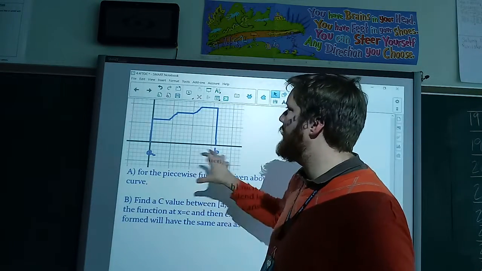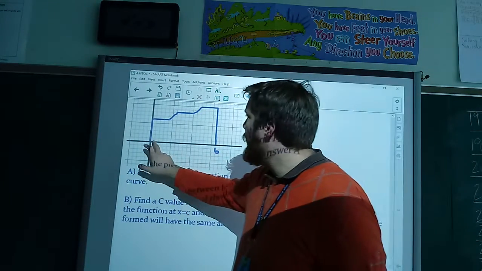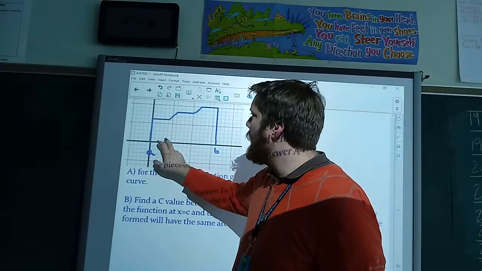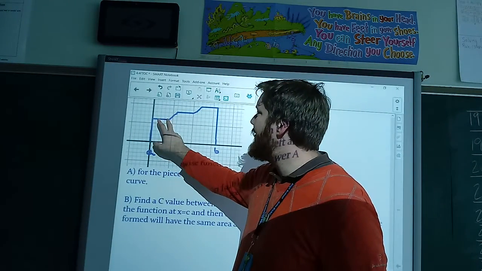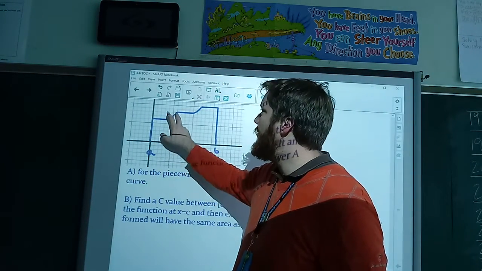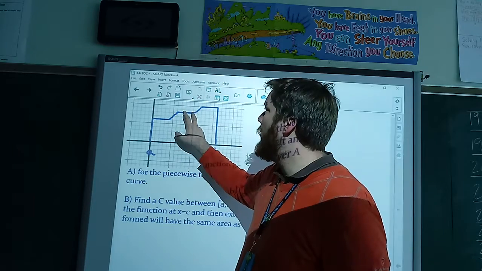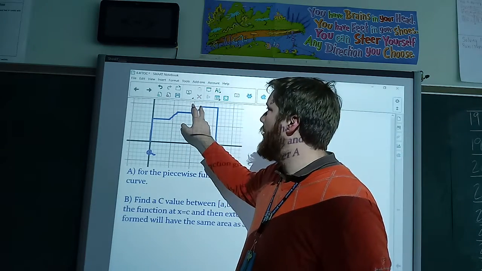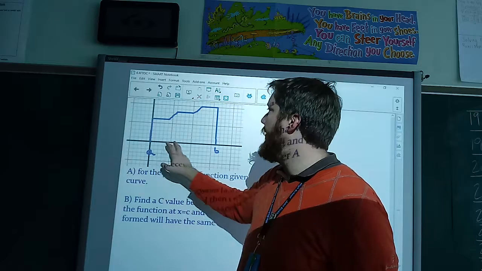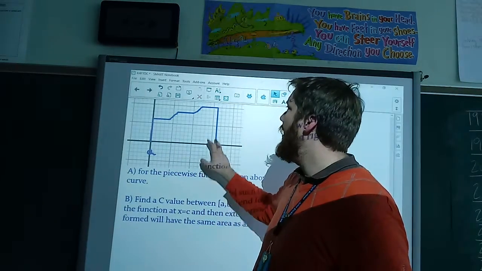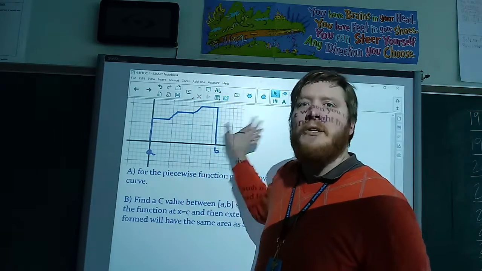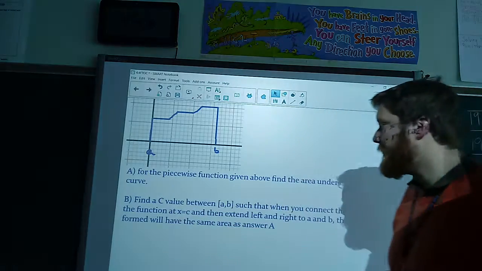In case it's not super clear on the handout, it's 1, 2, 3, 4 over, and 1, 2, 3, 4, 5, 6. And then it's 2 more, and it's 2 more. And it's 4 more, then it's 2 more, and it's 2 more. So you end up over here at 5, 10, 15, 16, and 10 spaces high. So you want to find that area.